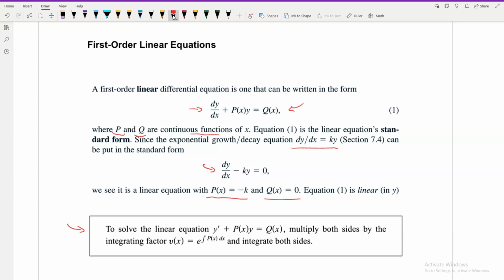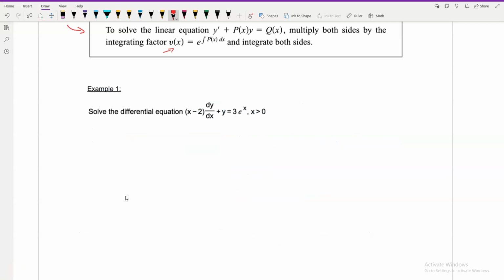So here is how we can solve. To solve the linear equation y prime plus p of x times y equal to q of x, multiply both sides by the integrating factor, which is v of x equal to e power integral p of x dx, and then integrate both sides. Example: solve the differential equation x minus 2 times dy over dx plus y equal to 3 times e power x, and x is greater than 0.